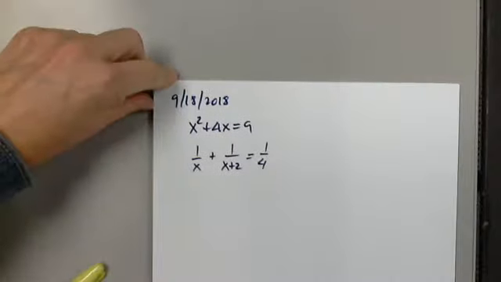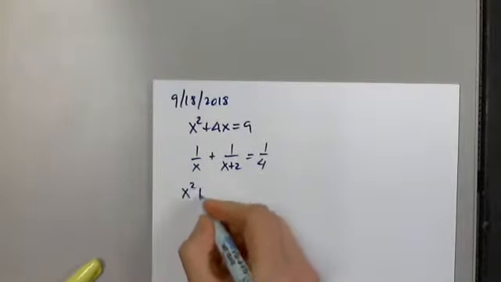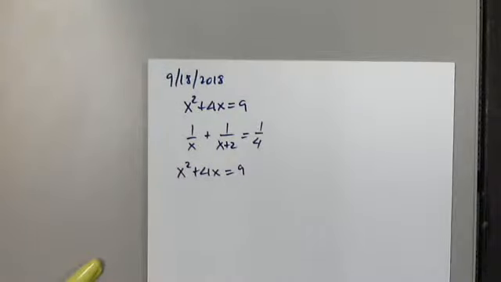It says the requirement is to use the method of your choice. If I'm told to use the method of my choice, will I ever use completing the square? No. Okay, very good. So let's start with x squared plus 4x equals 9. What would you like to do?